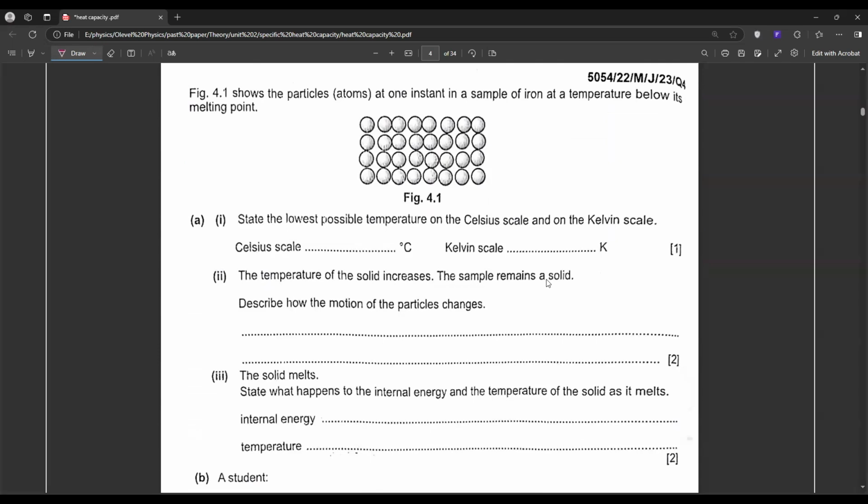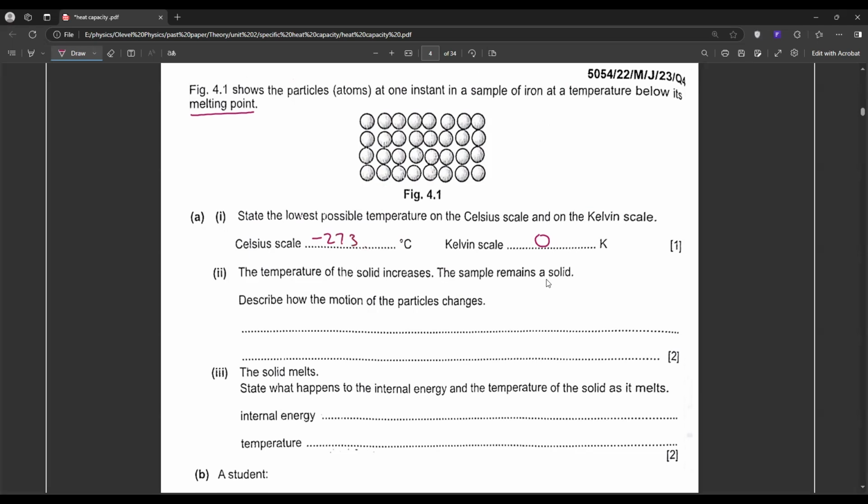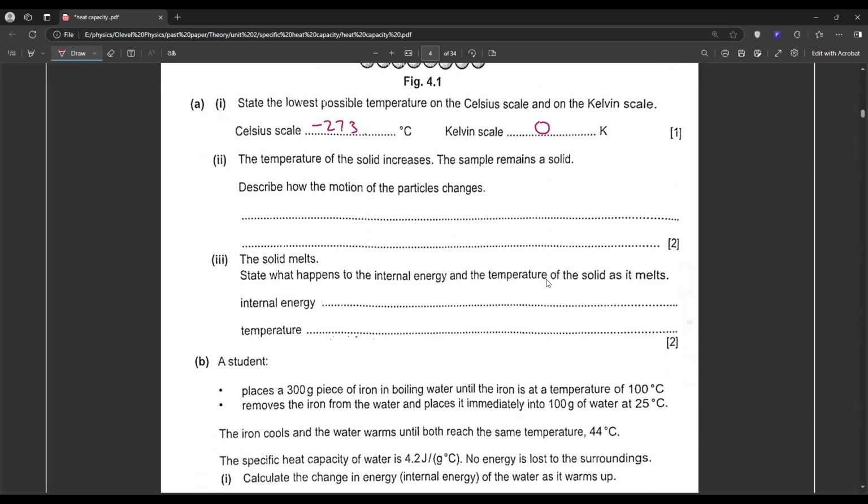Figure 4.1 shows the atoms at one instant in a sample of iron at a temperature below its melting point. State the lowest possible temperature on the Celsius scale and on the Kelvin scale. The lowest possible temperature is 0 Kelvin, and on the Celsius scale, this becomes what? Negative 273 degrees centigrade.